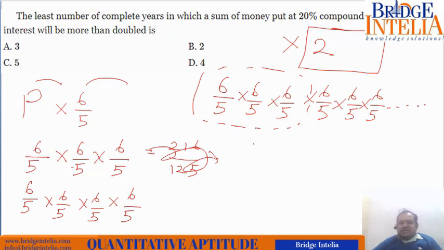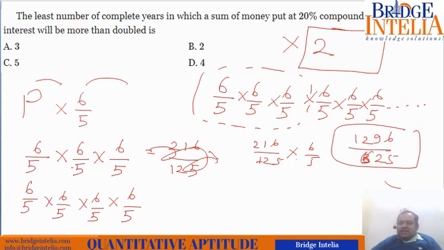So let's see, is this sufficient now? 216 by 125 into 6 by 5. Further, if we do that, now is this sufficient? So 1296 by 625. So yes, this now is greater than 2. This is greater than 2.